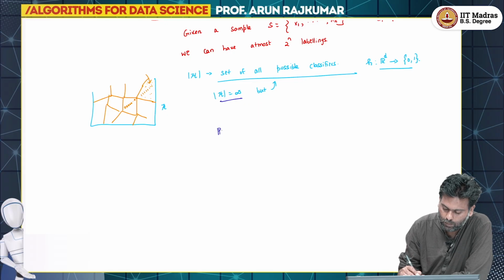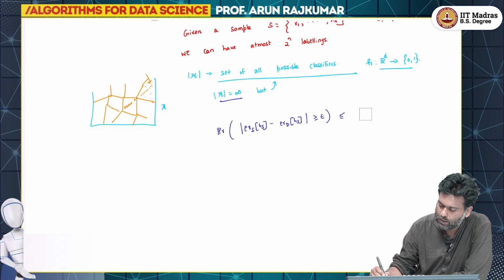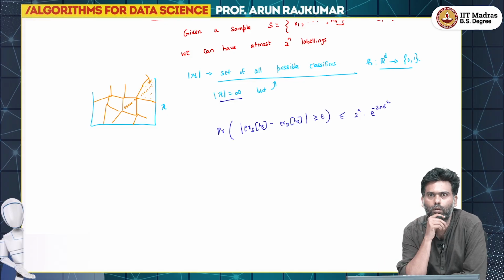which means that we might get something of this form: the probability that R_S(h_S) minus R_D(h_S) is greater than or equal to epsilon is less than cardinality of h, which is 2 power n, times e power minus 2 n epsilon squared. Now this is still okay, at least better than saying cardinality of h is infinity, which is a useless bound.